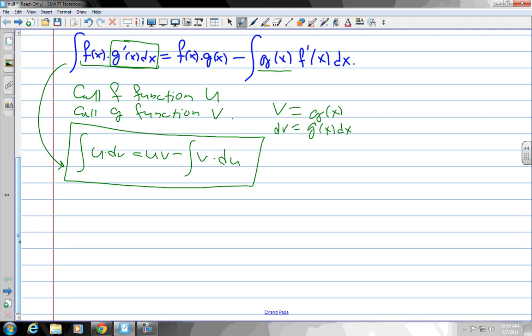Now let me show you this on an example. Let me just try a very simple example. The integral of x times sine x dx.